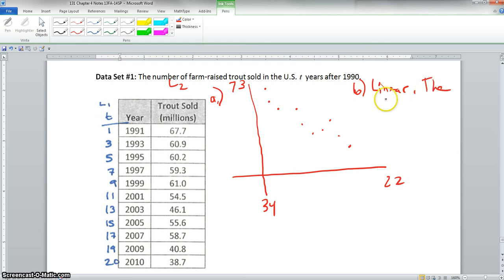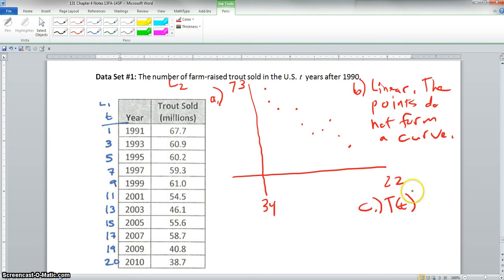It's linear because the points do not form a curve. And once you put this in as your linear regression, which is C, we have T of t is equal to negative 1.16t plus 67.52.